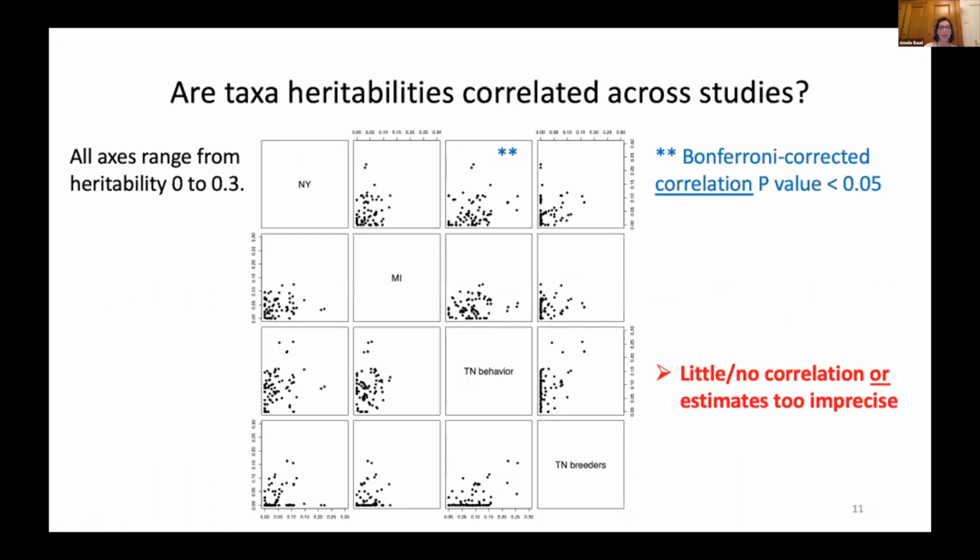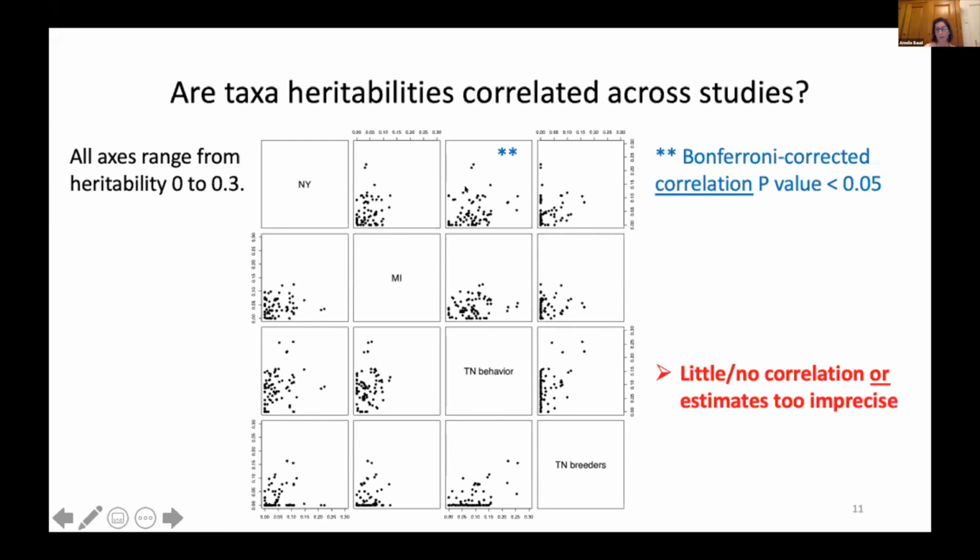Now, are the heritabilities correlated across studies? In each plot here, I have the heritability for microbial taxa that was observed in the two studies. So the first row, we have New York, Michigan here, Tennessee behavior, Tennessee breeders. For example, if we look at this plot, and I have to say all the axes have the same scale, of course, we tend to see some little correlation in that quadrant here.